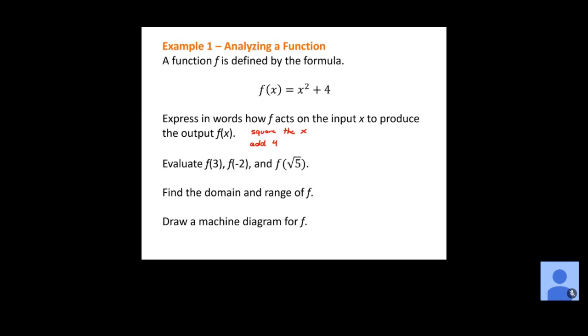Now the next piece of this is we want to evaluate f of 3, f of negative 2, and f of square root of 5. If we're looking at f of 3, notice that 3 is in the place of the x value, because this is an f of x function. So we're going to substitute that 3 everywhere we see an x value. This gives us 3 squared plus 4. Again, following order of operations, the first thing we do is square the x value, and then we add 4. If we square the 3, that gives us 9. Then when we add the 4, that gives us 13. And so f of 3 in this case is equal to 13.